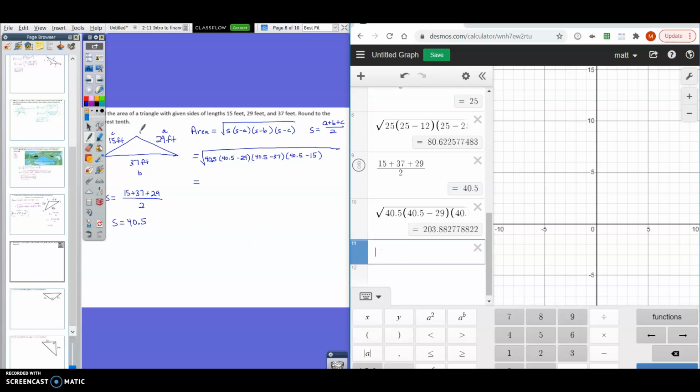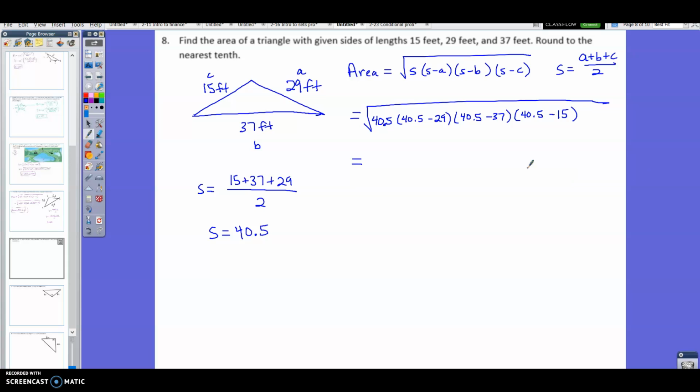So it does say to round to the nearest tenth. So we look at our second decimal place, and it's an 8. So we're going to round up. So we're going to say 203.9. And that is feet. And since we're talking about area, it's going to be squared.